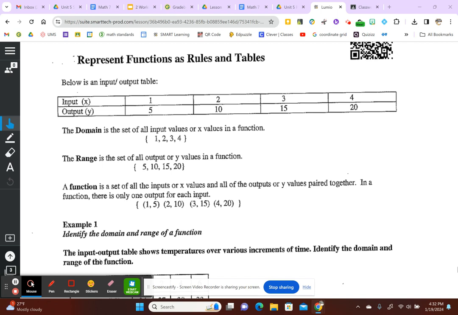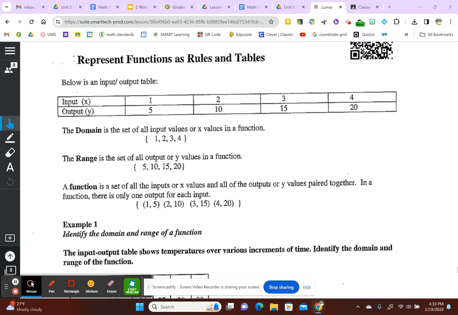Domain is the set of all the X values or the input values in an input-output table. And the range is a set of all the output or Y values in a function or an input-output table. And a function is a set of all the inputs and the outputs paired together. And for every input, there is only one output. That's what makes it a function. So we will go over that again.